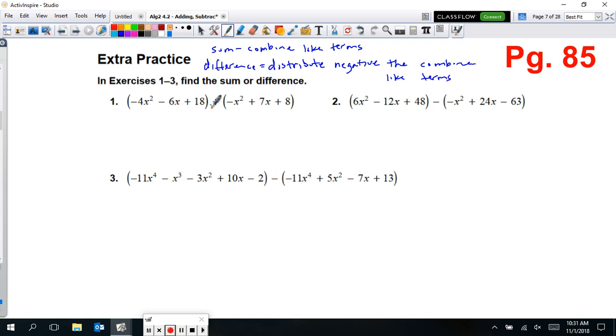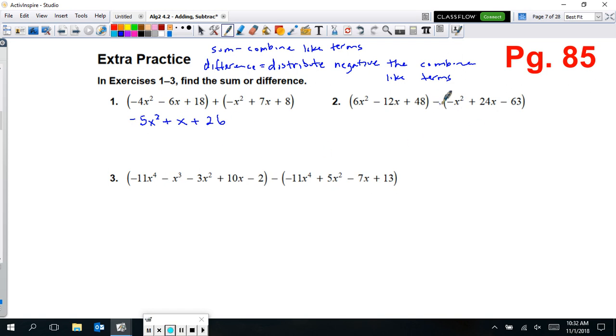Okay, so for number 1, it's got an addition here, so we're doing sum, we're just combining like terms. And we can do it horizontally or vertically. I'm going to do this one horizontally, looking at the x squareds first. So negative 4x squared and a negative 1x squared, that's just going to give me a negative 5x squared. I can do that mentally in my head. And then the x terms, negative 6x, positive 7x. So we take 6 away from 7, it's going to give us a positive 1x there. And then 18 and the 8, they're both positive, so they'll add together. That's going to give us a positive 26 at the end. So there's our answer for adding these two polynomials together.